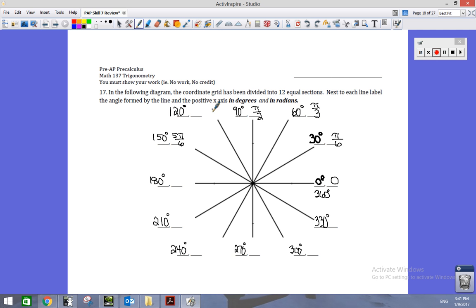This is 2 pi over 3. This is pi. This is 7 pi over 6. This is 4 pi over 3. This is 3 pi over 2. This is 5 pi over 3. And 11 pi over 6.